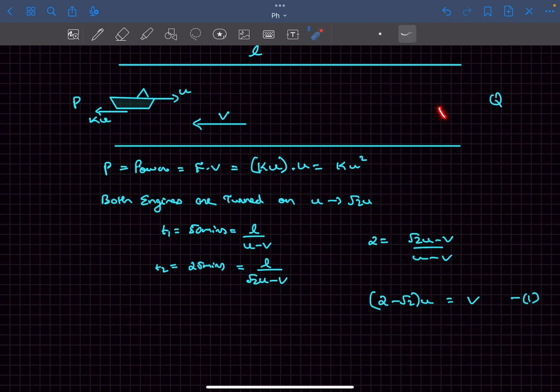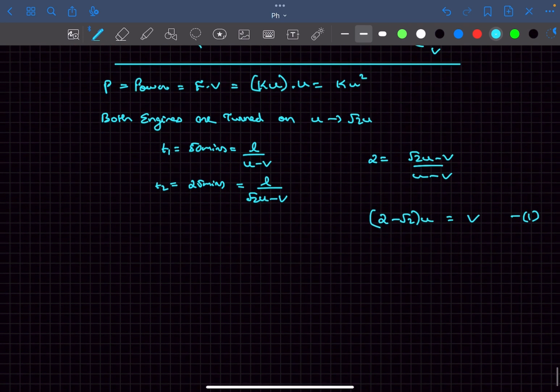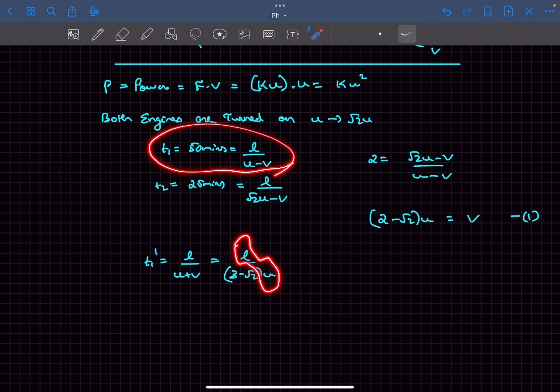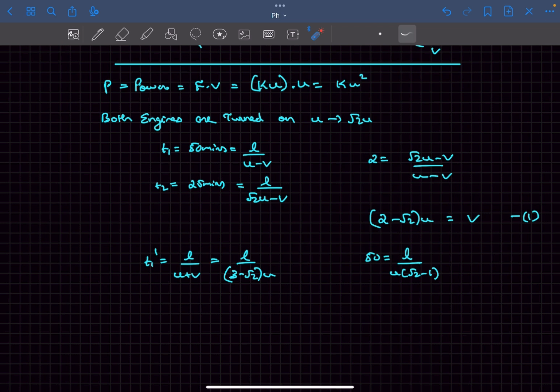Which means now the question is almost done. During the reverse journey, the only thing that changes is the relative velocity, right? So the U is going to be in this direction, and the V is also going to be in the same direction. So the time T1 dash, that is the time taken by the boat to go from Q to P with one engine on, is going to be L divided by U plus V. That is going to be L divided by 3 minus root 2 times U. So now all we have to find is the value of L by U using this. We'll get 50 equals... Okay, so from here we can get the value of L by U and substitute it in this equation to get the answer as 13.06 minutes.